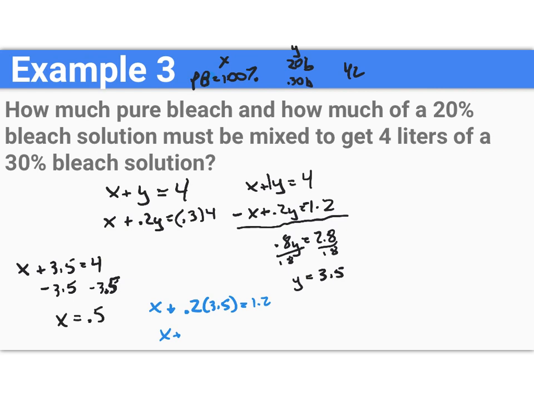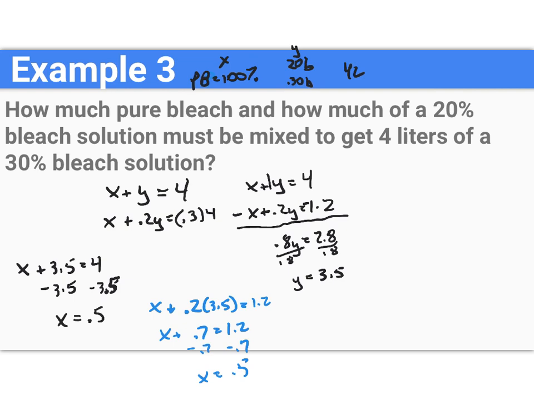0.2 times 3.5. 35 doubled up is 7, so that should be 0.7 equals 1.2. Subtract 0.7 from both sides. X equals 0.5. All right, so that is correct.